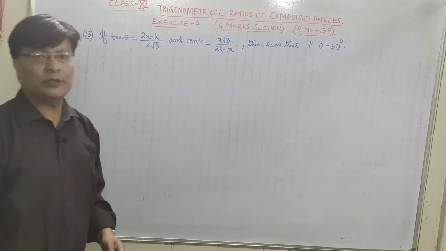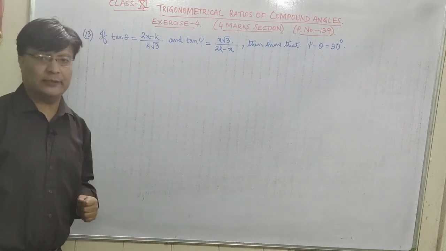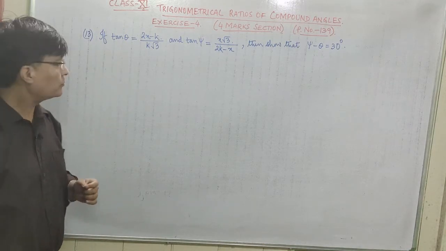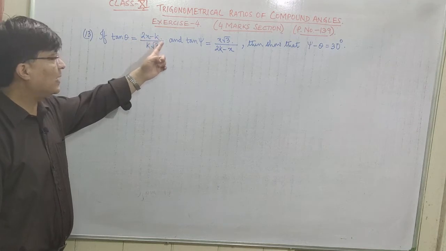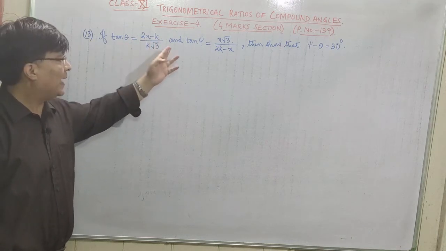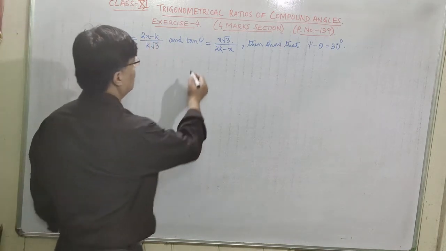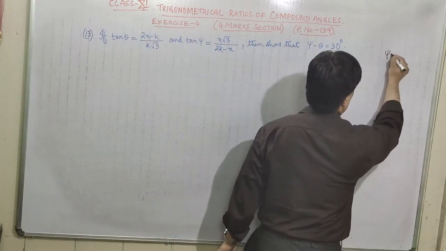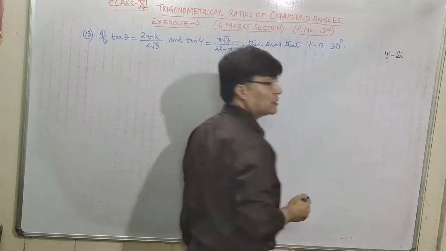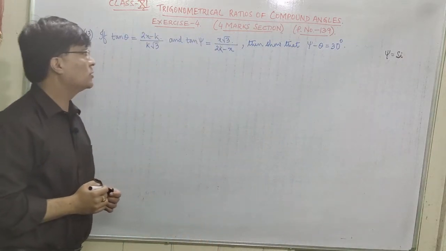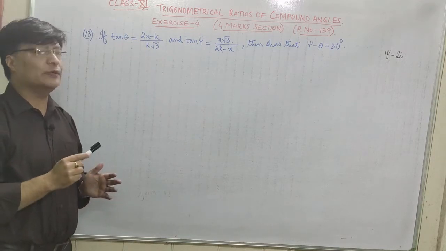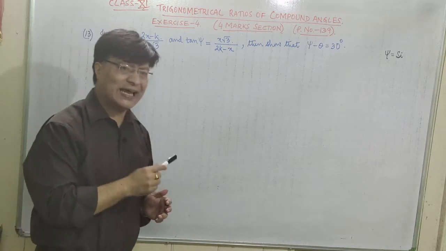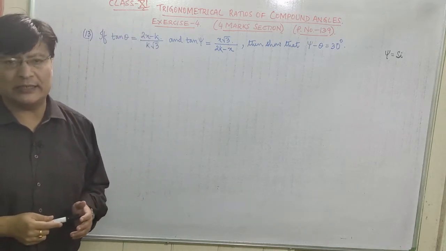So now we'll do the next question, that is question number 13. The question is, if tan theta is equal to 2x minus k upon k root 3 and tan psi, this is known as psi, this is a Greek letter, so you should know it. So tan psi is equal to x root 3 divided by 2k minus x, and you have to prove that psi minus theta is equal to 30 degree.